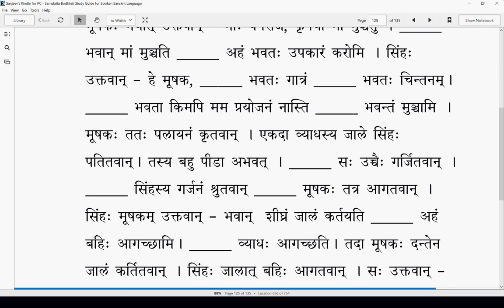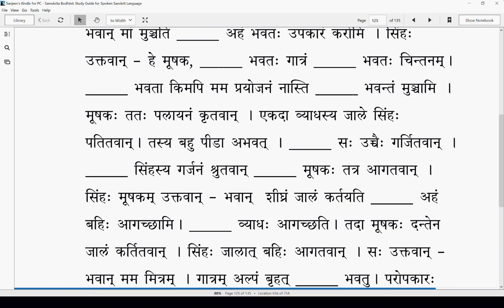Simhaha Mushakam Uktavan. Bhavan shigram jalam kartayati chet, aham bahir agachami. The lion said to the mouse, chet is okay here. If you cut the net quickly, then in that case I'll come out quickly.